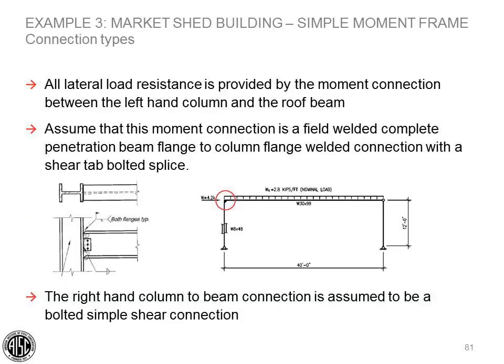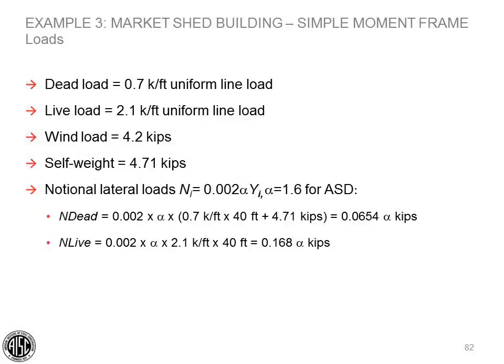All lateral load resistance is provided by the moment connection between the left-hand column and the roof beam. We're assuming a rigid moment connection. The right-hand beam to column connection is a simple shear connection, which we're assuming to be pinned. The dead, live, and wind loads are shown here. The notional lateral loads, Ni, equals 0.002 alpha Yi, with alpha equals 1.6 for ASD.